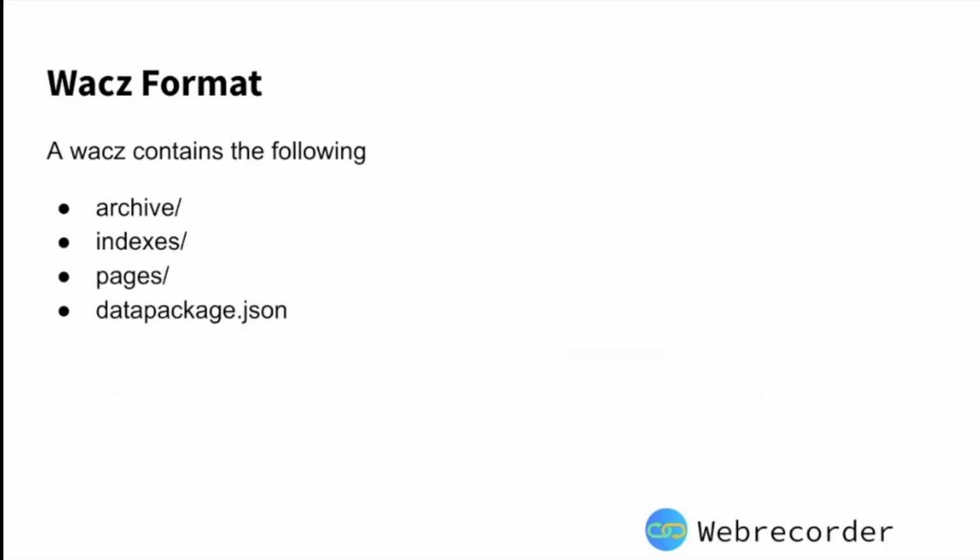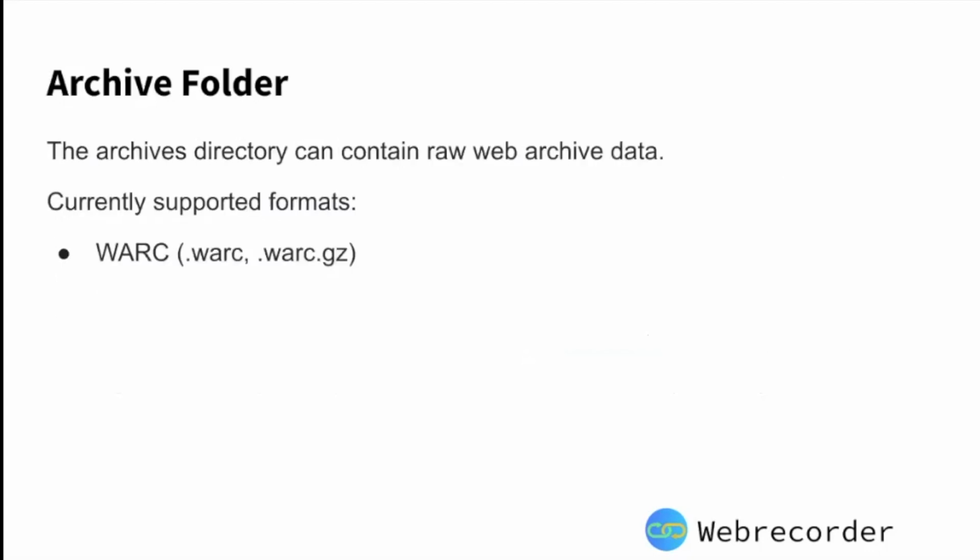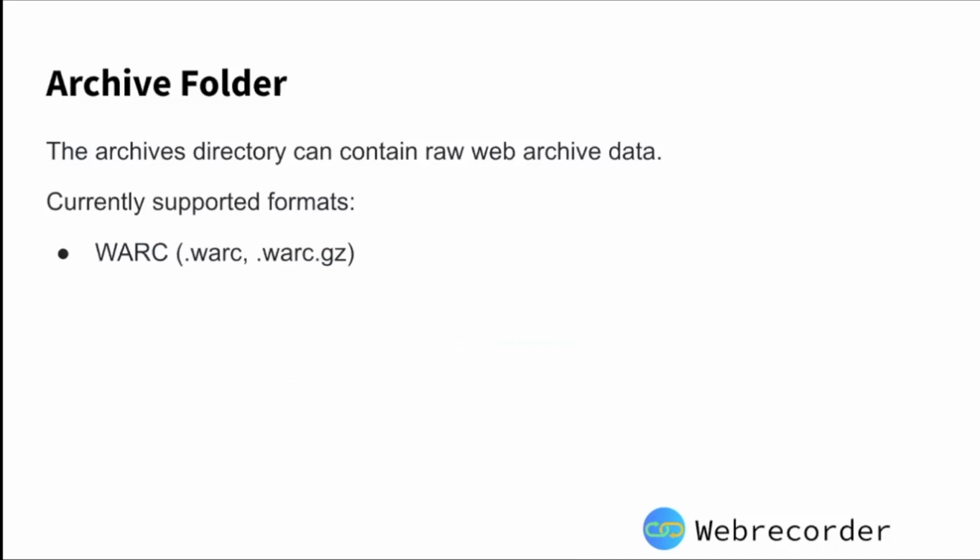So if you unzipped a WACZ file, what would it look like? What's the point of this? A WACZ file basically contains the following: an archive folder, an indexes folder, a pages folder, and a datapackage.json file. I'm just going to go briefly into what purpose all of those things serve. So the archive folder contains a copy of the WARC that you have used to create the WACZ.